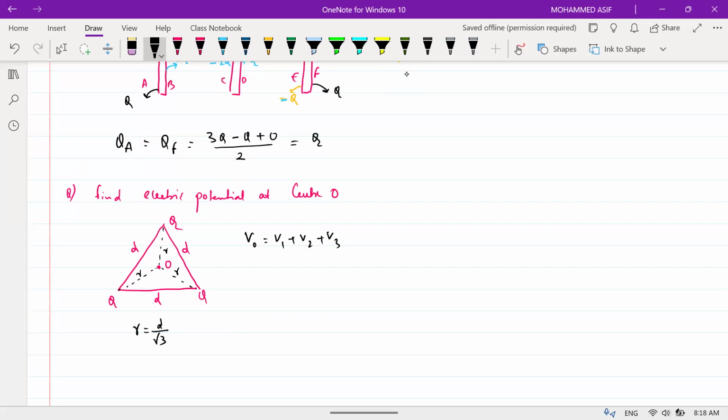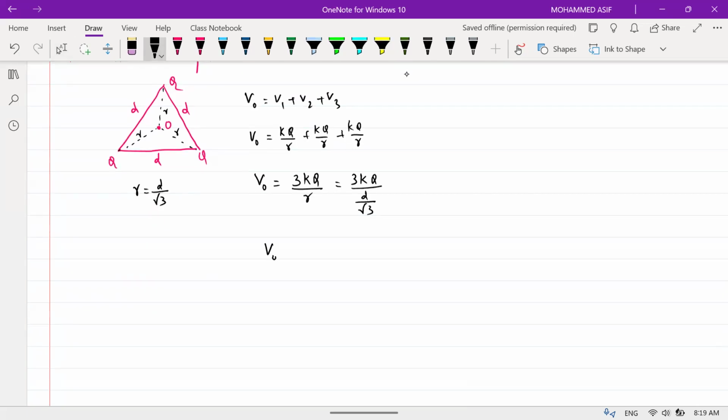Like that, how many pairs can I make, beta? 3 pairs. So V naught is equal to K into Q divided by R plus K into Q divided by R plus K into Q divided by R. So potential at O will be equal to 3 times KQ divided by R. So that is equal to 3KQ divided by R. R is equal to D divided by root 3. So potential at O will be equal to how much, beta? Potential at your O will be equal to 3 root 3 K into Q divided by D. This will be the answer.